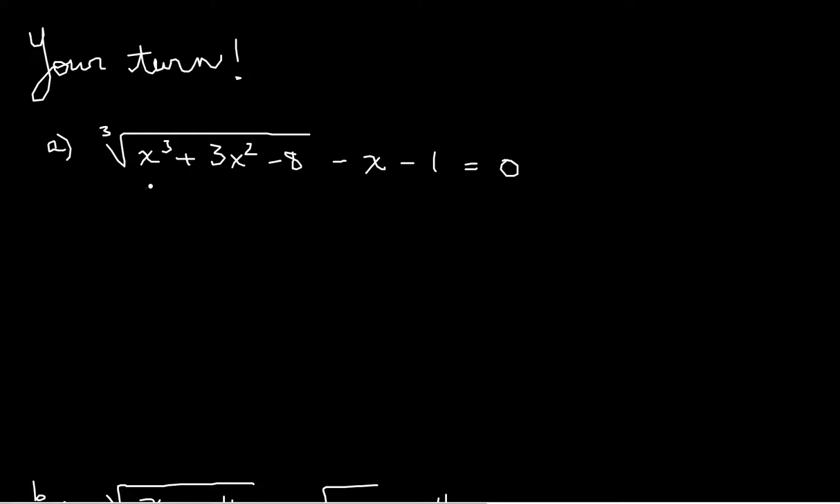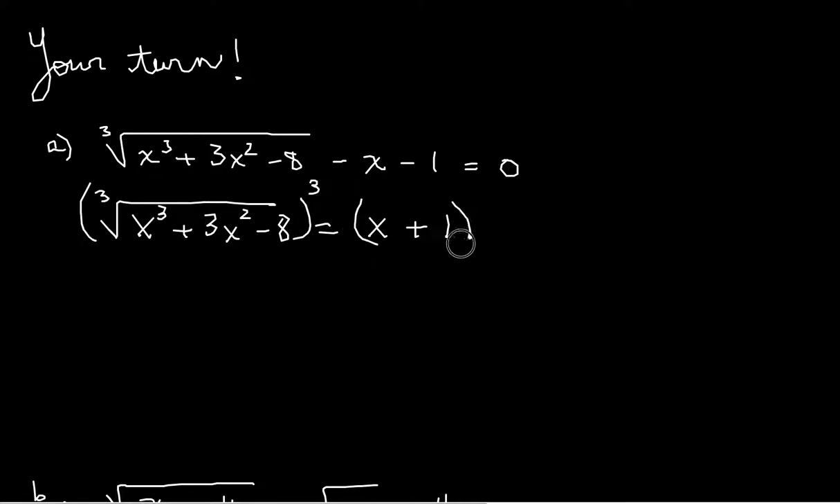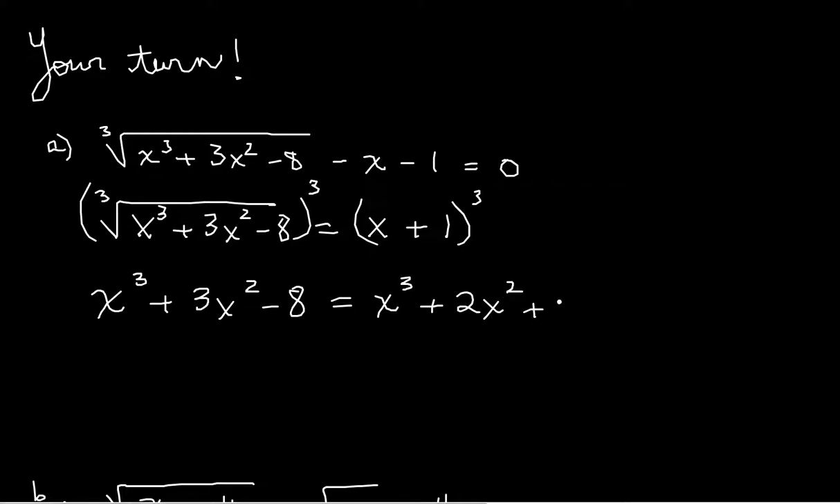All right, here we go. Isolate the big radical. So we have the cube root of x cubed plus 3x squared minus 8 equals x plus 1. Everything else goes to the right. We're going to cube both sides. Hopefully you did this and you're just not copying down what I did, because I'm going to go rather fast in this one. So we get x cubed plus 3x squared minus 8 equals, and if you FOIL that all out, you get x cubed plus 2x squared plus x plus 2x plus 1, which simplifies into x cubed plus 3x squared plus 3x plus 1.